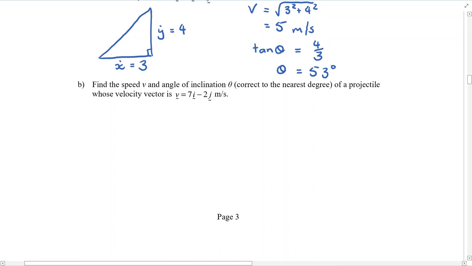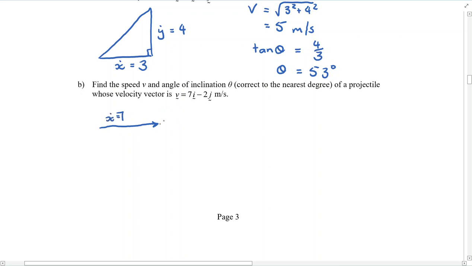Part B. Find the speed and the angle of inclination theta to the nearest degree of a projectile whose velocity vector is v equals 7i minus 2j meters per second. So very similar question. Let's draw it. So the 7i, so positive, I'm going to put 7 there, sorry. One thing I can't do with this new pen is delete things as easily. There we go, 7.